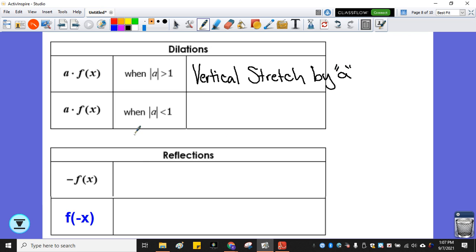If it's less than 1, it's going to vertically compress. I said stretch, no, compress. And that'd be like your 1/3 or 1/5 that we did on the front page.